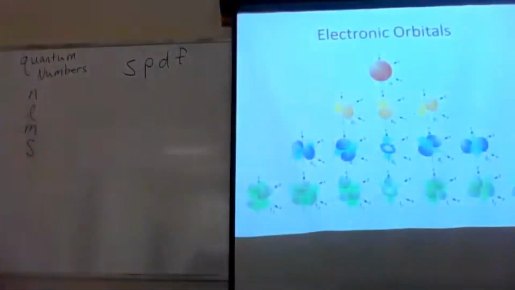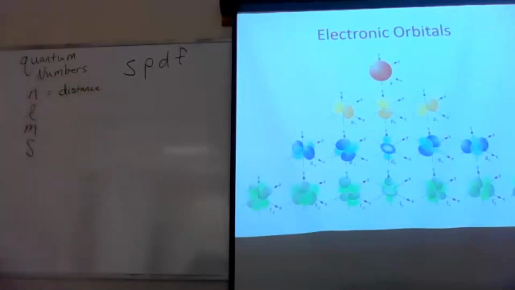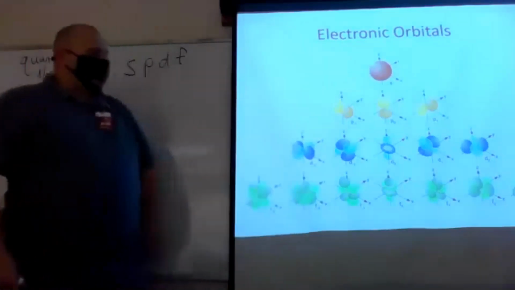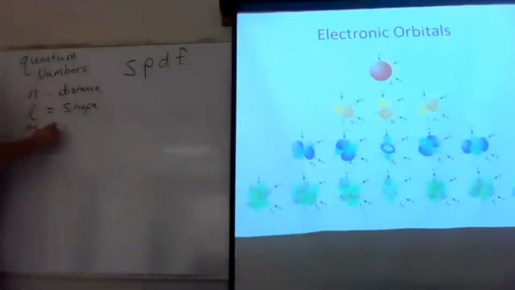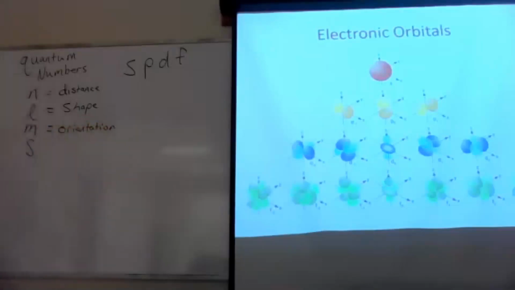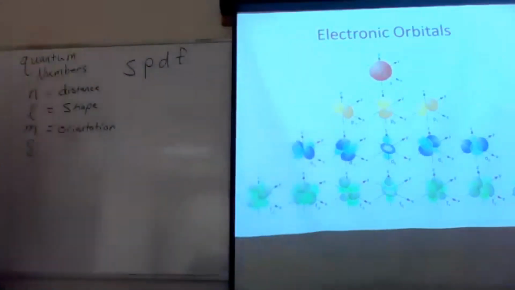But what we want to know is it takes 4 quantum numbers to know where an electron is. N is the distance. It's the energy level. It's back to Bohr's model. Which outside layer is it on? L tells me the shape. In other words, which row am I on? M tells me the orientation. The more complicated the shape, the more complicated the orientation. What that's really telling me is which picture on which row am I looking at.